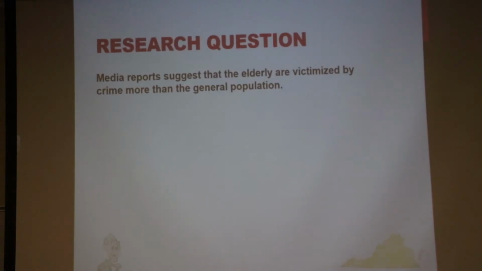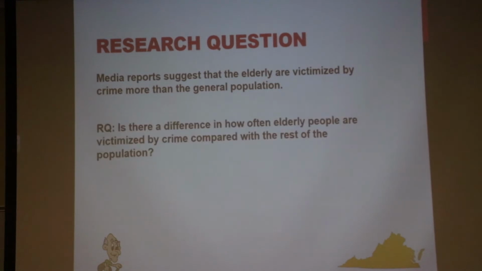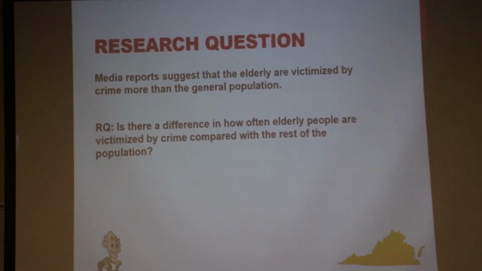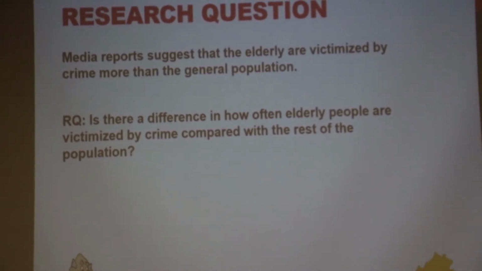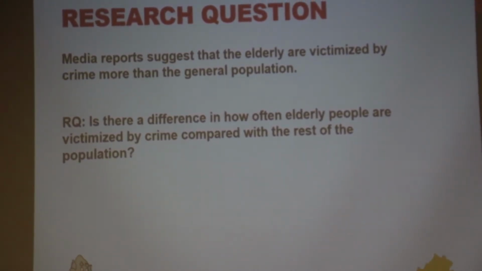So hypothesis testing is where we really are starting out with a research question and a hypothesis and testing it. So let's start with a research question based on an issue in the media, let's say, the media is reporting that the elderly are victimized by crime more often than the general population. So how do we test that scientifically? One way we can do it.